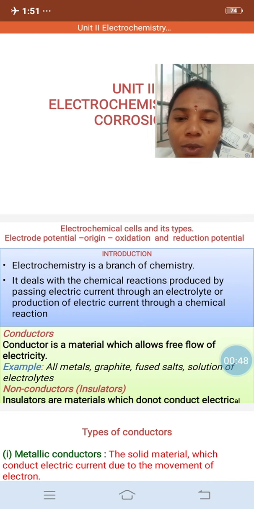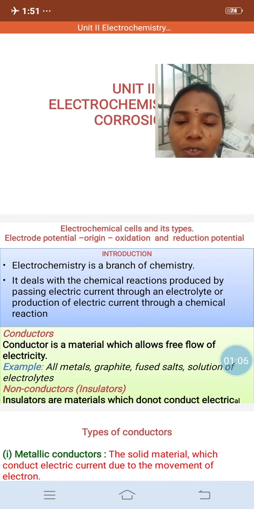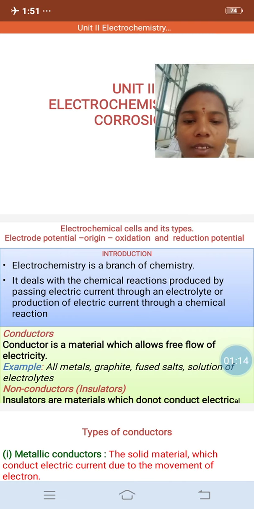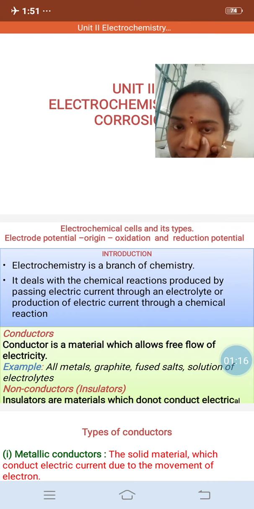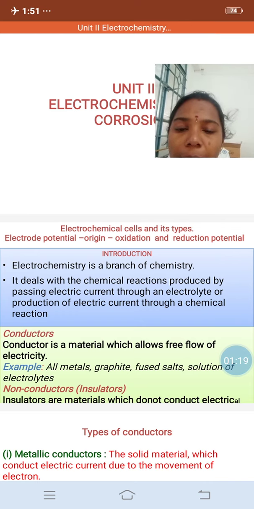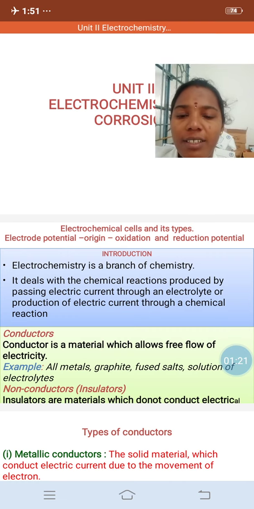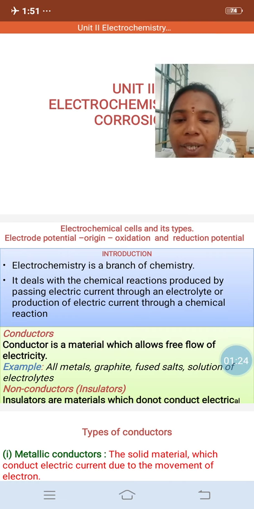First of all, we have to know conductors and non-conductors. Conductors are materials which allow free electrons. For example, all metals, graphite, fused salts and solutions of electrolytes. Non-conductors are materials which do not conduct electrical energy. For example, plastics. Non-conductors are otherwise named insulators.